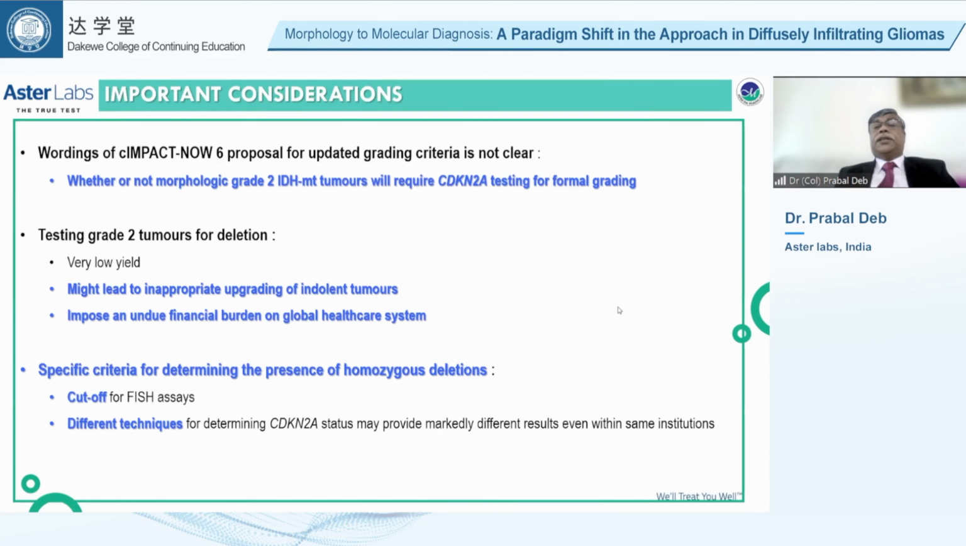So the important consideration in cIMPACT-NOW is whether or not morphological grade 2 IDH mutant tumors will require CDKN2A testing for formal grading. That was very important. And to understand testing of grade 2 tumors for deletion, what are the challenges related to it? Because every institute might not have this facility, and there would be an undue financial burden on the global healthcare system to do such an extensive workup.